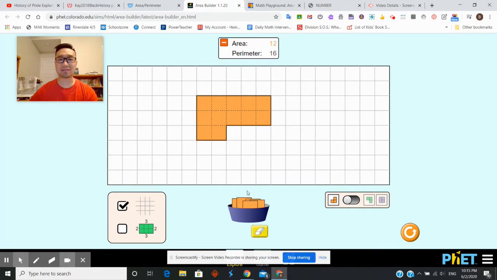If we look at this rectangle here, we can find the area by counting how many squares are inside the shape. Let's count. 1, 2, 3, 4, 5. So inside this rectangle, I have 15 square units. So I'm going to say that my area is equal to 15 centimeters squared.